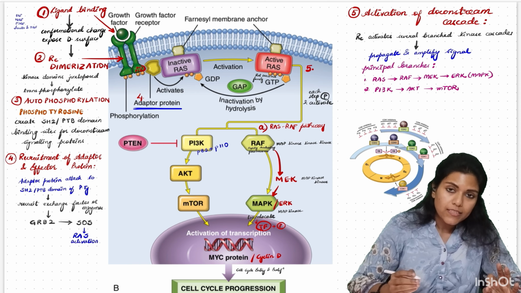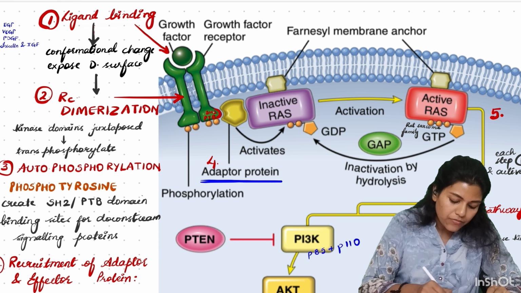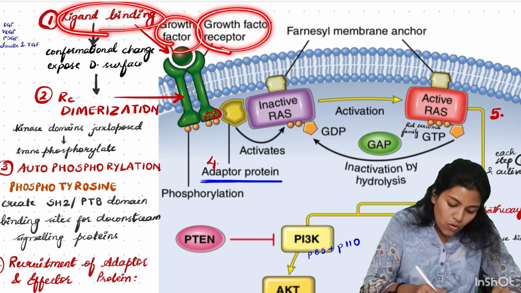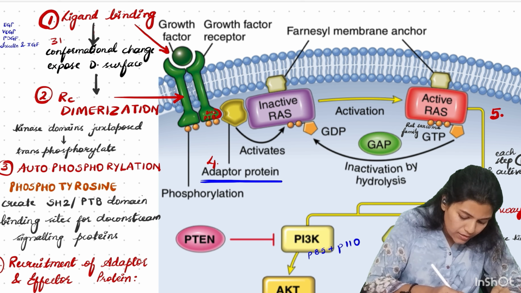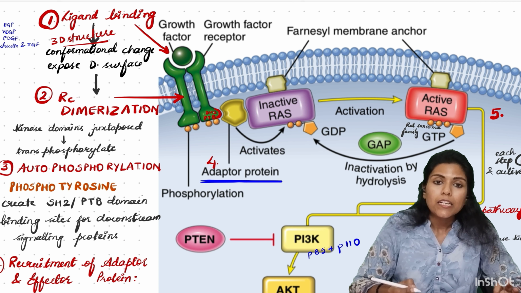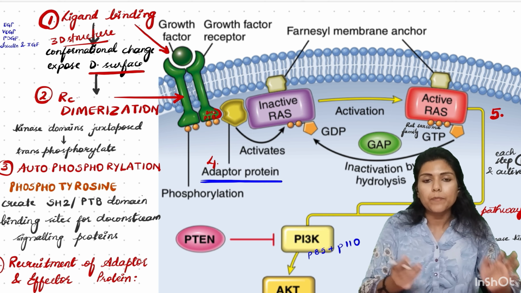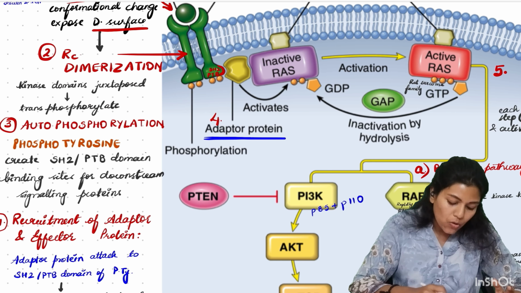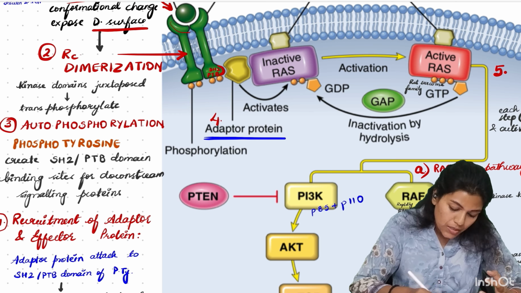So, let's discuss in detail. We'll begin with ligand binding. After ligand binding, for example, a growth factor bound to a growth factor receptor, there is a conformational change, that is, the three-dimensional structure of the receptor will be changed. It will change in such a way that the dimerization surface gets exposed. That means the surface for attachment and coupling gets exposed. Because of this conformational change, there will be receptor dimerization.